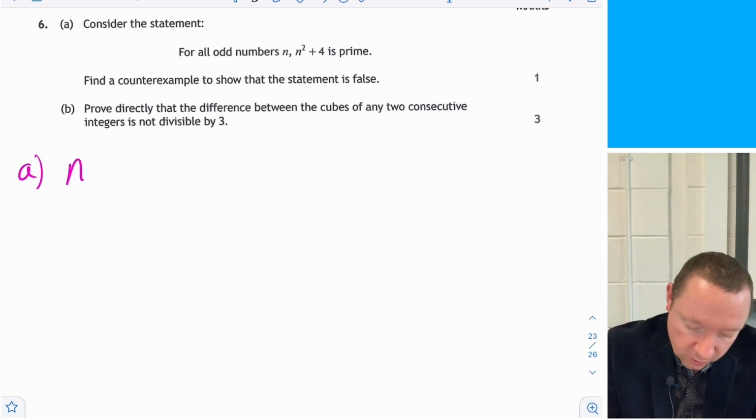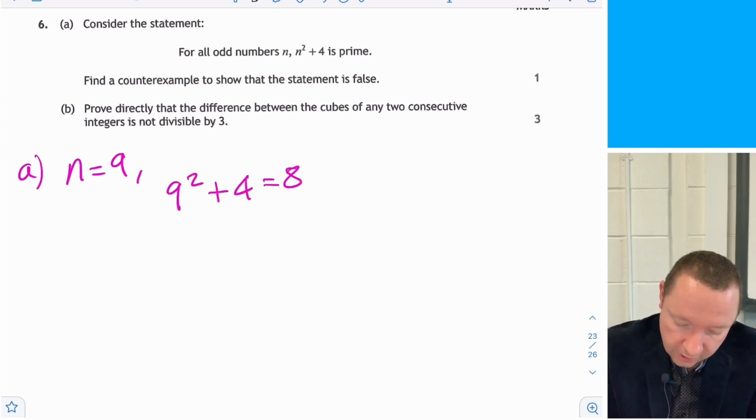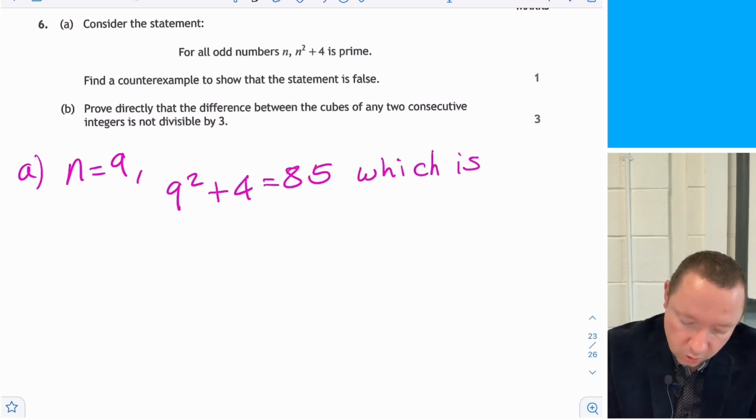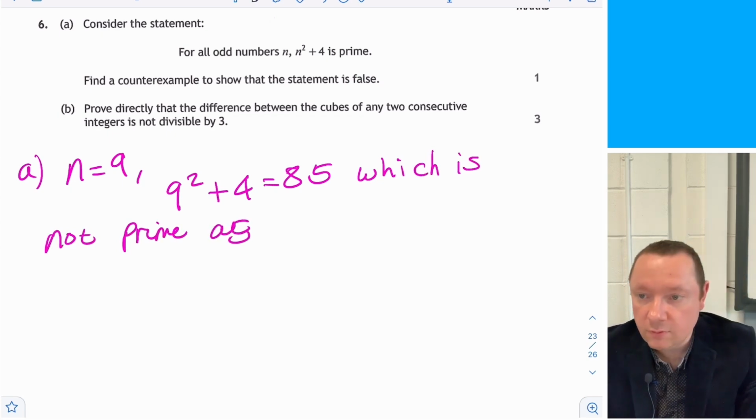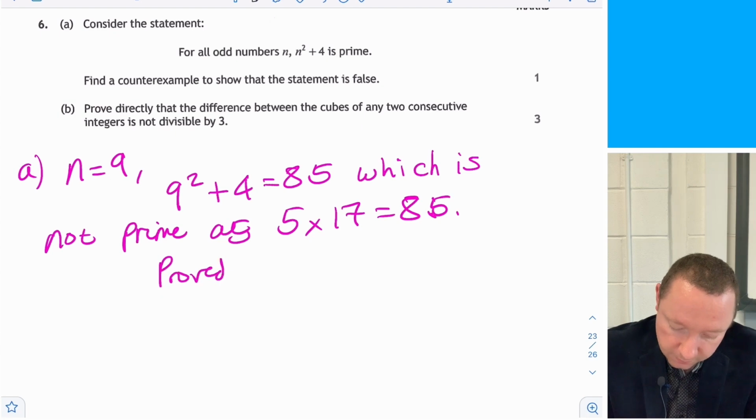So for n equal to 9, 9 squared plus 4 equals 85, which is not prime, as you can find the numbers 5 times 7 equals 85. So we've proved it by counterexample.